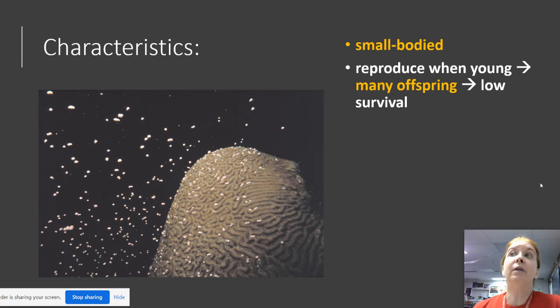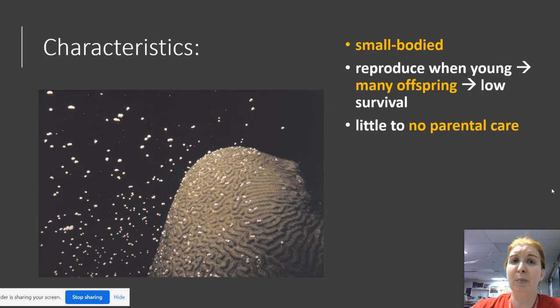They reproduce when they're young. They make many offspring with a low survival rate. So think of Nemo's brothers and sisters. There were a lot of eggs laid, but Nemo was the only one who made it. Some bacteria reproduce every 20 minutes, so that's really fast. But a lot of smaller critters can reproduce within the first year of life, if not the first month of life. So they reproduce, they make a lot of babies.